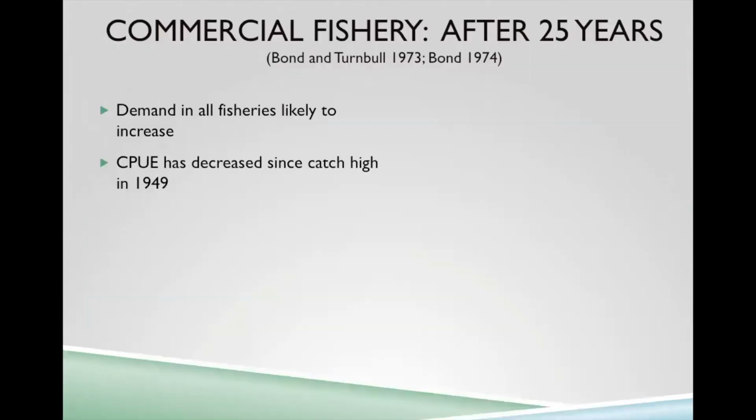Conclusions from the research published in the early 70s were mainly found from Bond and Turnbull 1973 and Bond 1974. It was presented in these that, in addition to the commercial fishery growth, demand for sport is likely to increase. CPUE has in fact decreased since the catch high in 1949.